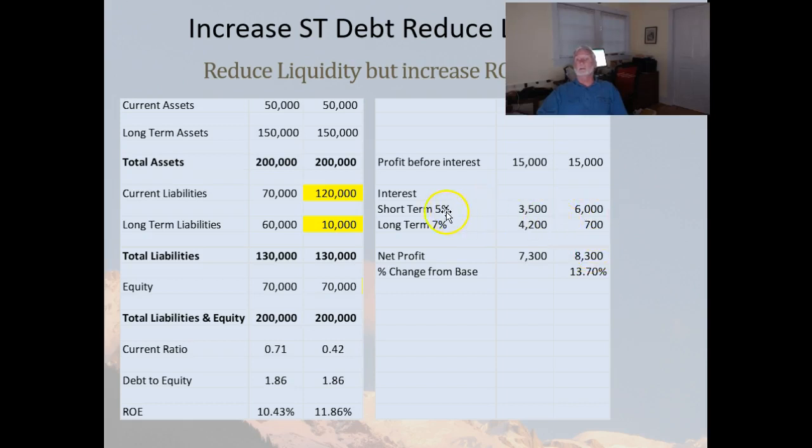My income goes up because short-term debt is cheaper than long-term debt. So my short-term interest goes up 6,000, my long-term interest goes down almost to zero from $4,200 to $700, and my profit goes up 1,000 to 8,300. So 13, almost 14% higher profit because I'm using short-term money instead of long-term money. Pretty good. Understand what happened. Look at what happens to your ratios when all I'm doing is swapping some short-term money for long-term money. Not a big change, but it makes a pretty significant change in financial results as well as in risk.